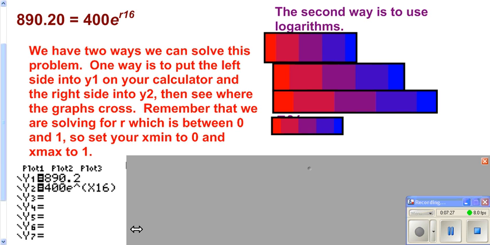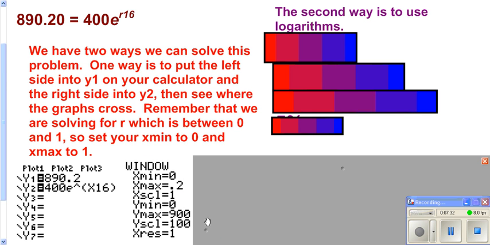Then we need to adjust our window so it works in the context of the problem. Now, R is what we're putting in here for X. It's an interest rate. R can't be negative. An interest rate of 20% is really big. So I'm going to say let's look between 0 and 0.2. For my Y's, I know I'm starting out at 400, going up to 1890. So I'm going to go just on each side of that, go from 0 up to 900.